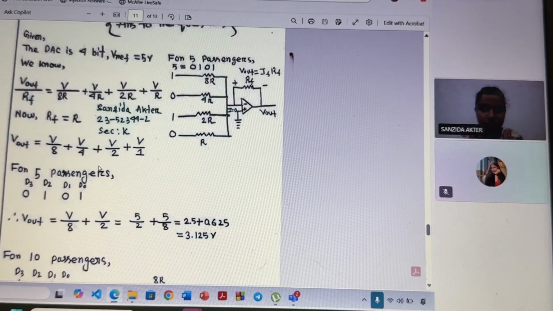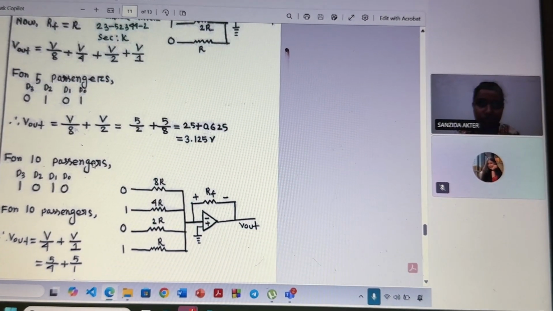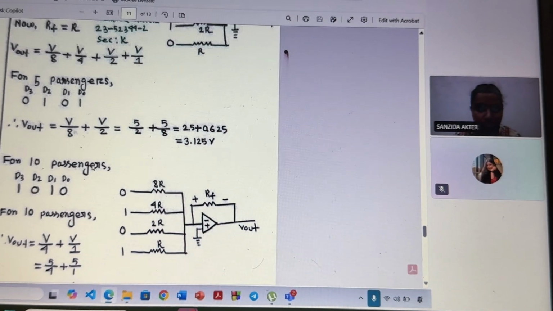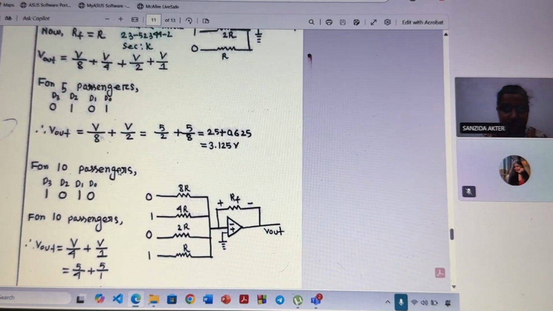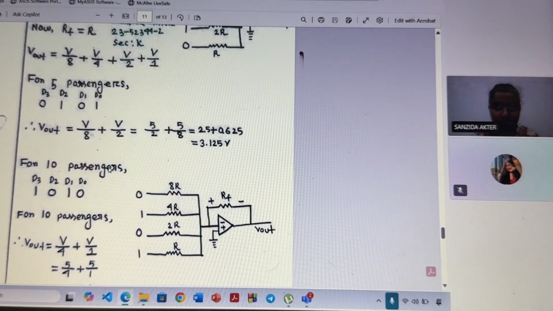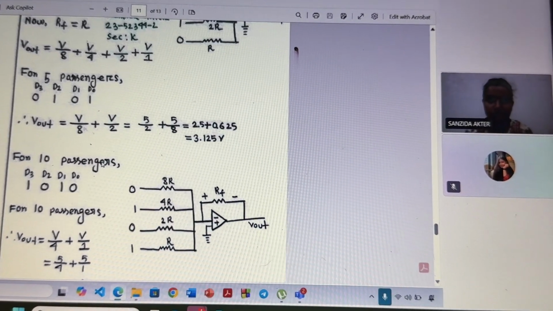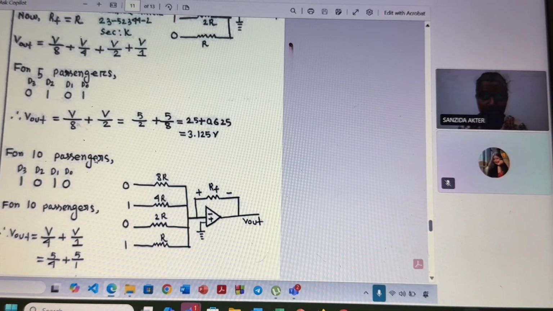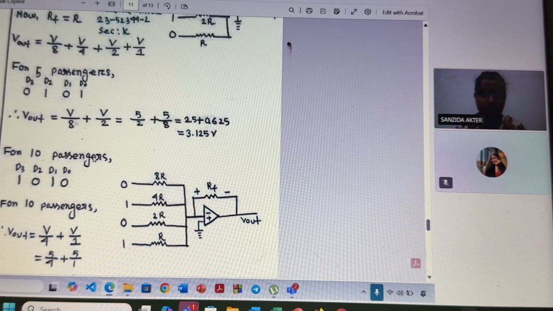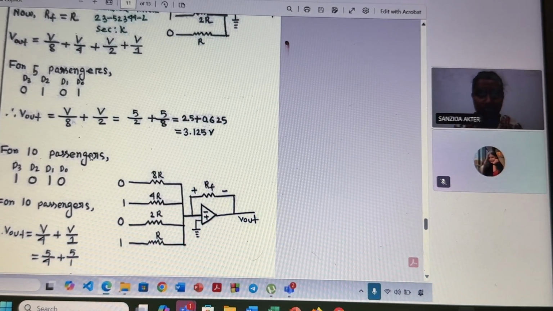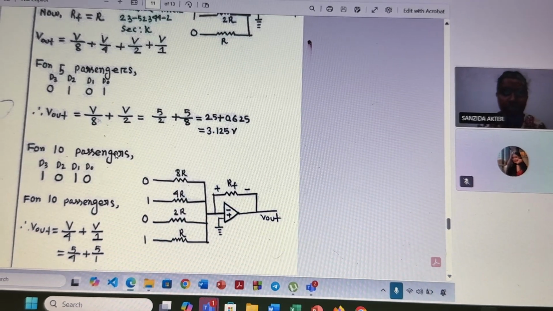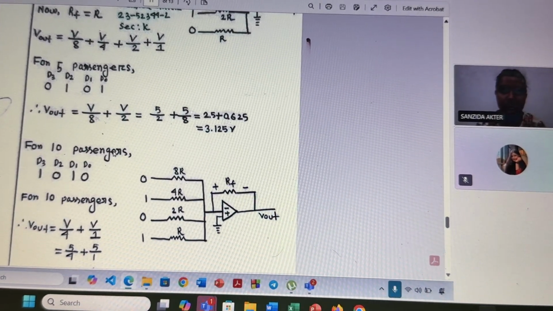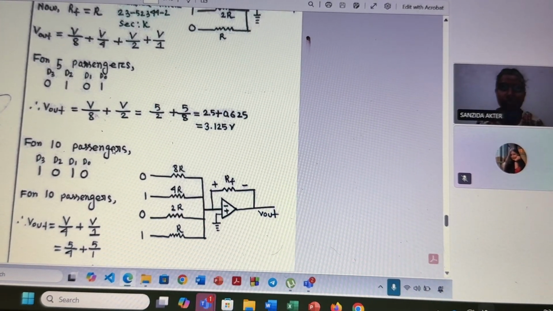Then my V out for 5 passengers is 3.125 volt, where each bit controls a resistor branch. For 5 passengers, the binary input is 0101. So the active branches are D0 and D2. I use D0 and D2 in my equation and find the V out, and that is 3.125 volt.